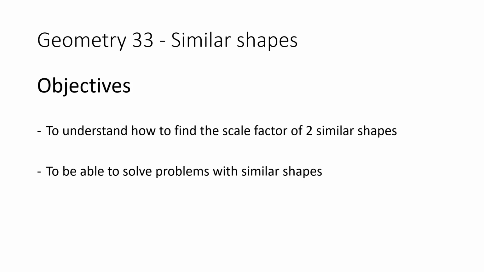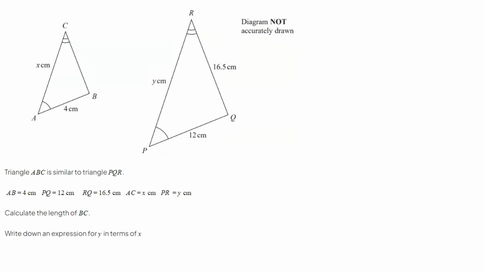Okay, so yesterday we looked at congruence. Today we're looking at similar shapes. Let's look at an example. For this one, we're told that ABC is similar to PQR. We're told A to B is 4. P to Q is 12. We're told RQ is 16, AC is X, and PR is Y. So what is BC going to be?